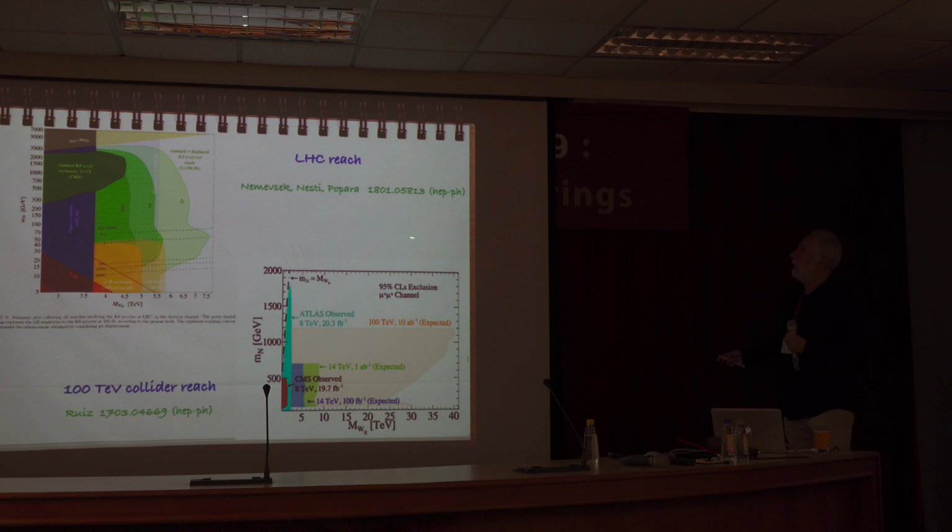Here is the latest study that talks about the LHC search. They somehow conclude that you could see WR, claim the discovery around 6 TeV, and see the signal even at larger values. People already think about a 100 TeV reach, okay, and then you'll have to wait.